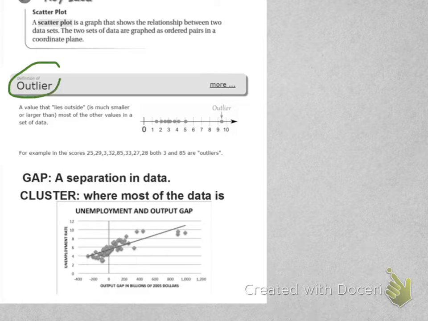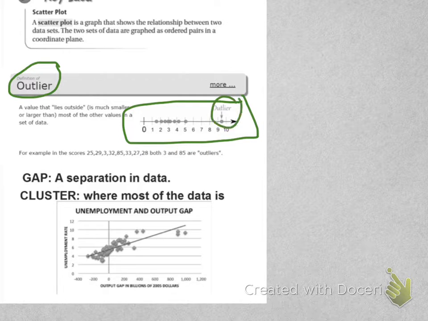Outliers you guys learned about last year, but we might need a little refresher. An outlier is a value that lies outside the data set. So it's either really, really small compared to the data set or really, really large. So here's an example here. And you can see about 9.5 would be your outlier compared to the other set of data. In this set given here, we have 3, which is really, really low compared to that set of data, and 85, which is really, really high.